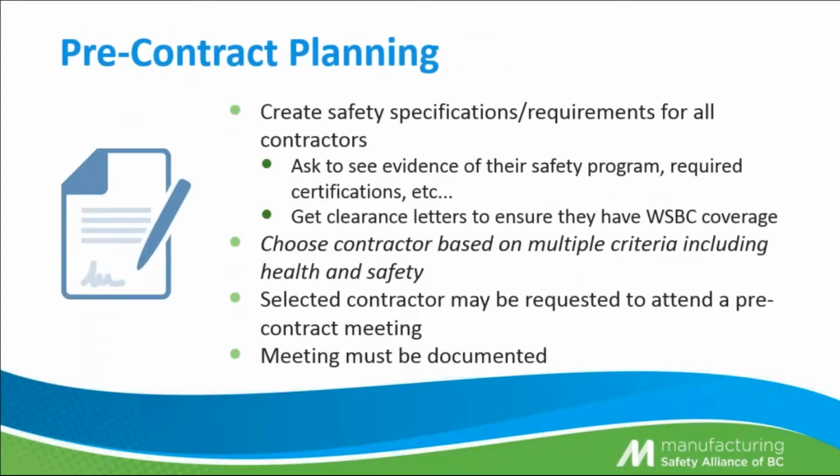For the pre-contract planning, you want to create safety specifications and requirements for all your contractors. You want to ask to see evidence of their safety programs and required certifications. You want to get clearance letters to ensure they have WorkSafe BC coverage. Remember, if they do not have coverage, you are providing it. You want to choose a contractor based on multiple criteria, including his health and safety performance. The selected contractor may be requested to attend a pre-contract meeting to determine who's going to take care of what, and the meeting should be documented for your program.